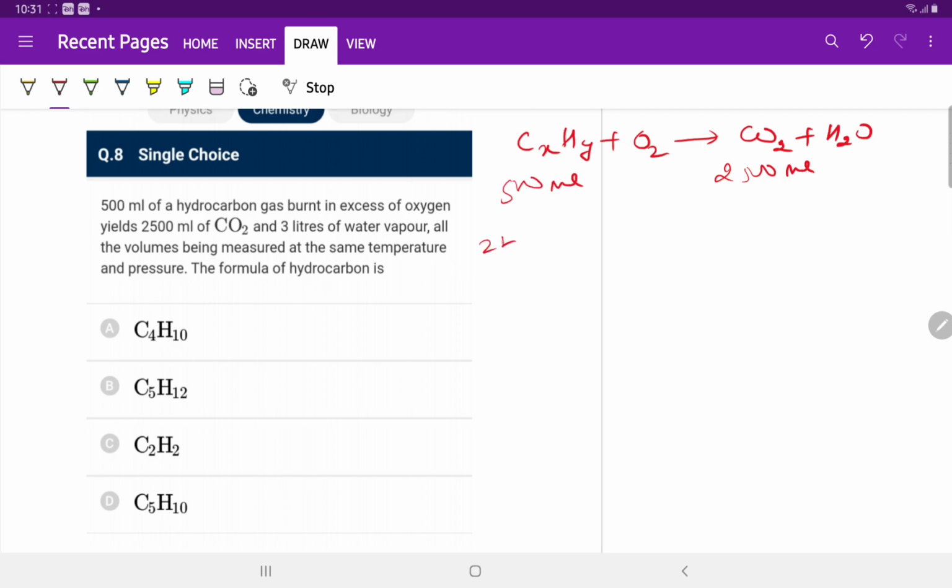If the volume of hydrocarbon is 22400 ml, then the volume of CO2 is 112 liters, and with 500 ml of hydrocarbon we get 3 liters of H2O. So the volume of H2O is 672 divided by 5.